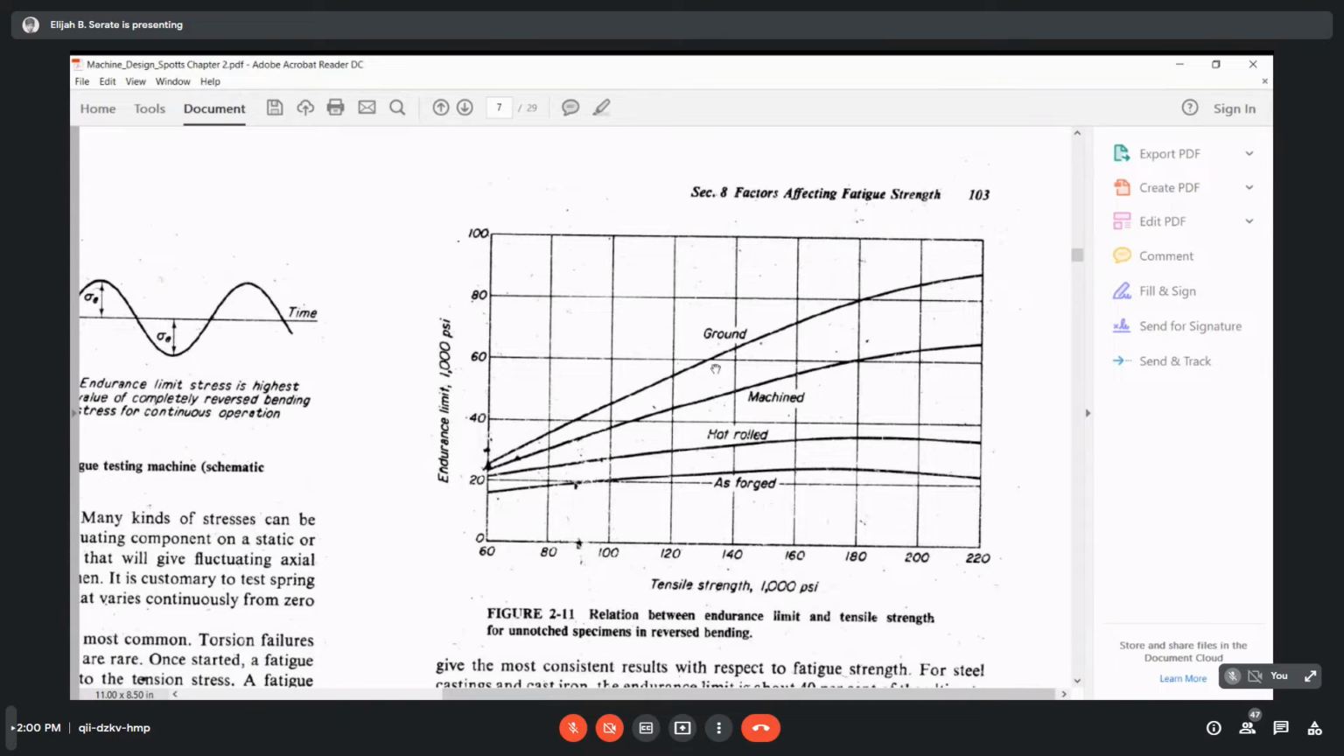Okay, do you follow the graph? Do you understand the graph? Do you understand what the graph represents? Class? Class, can I hear feedback? Yes, sir. Okay.